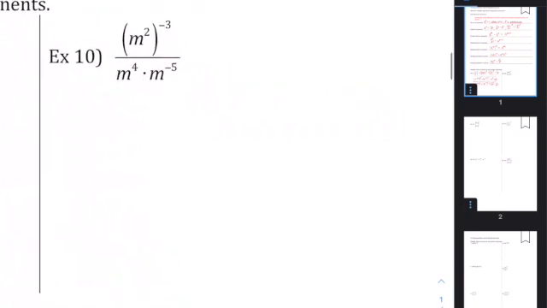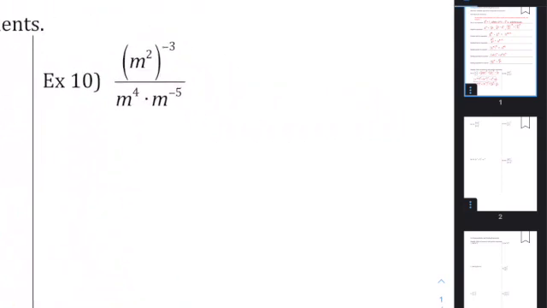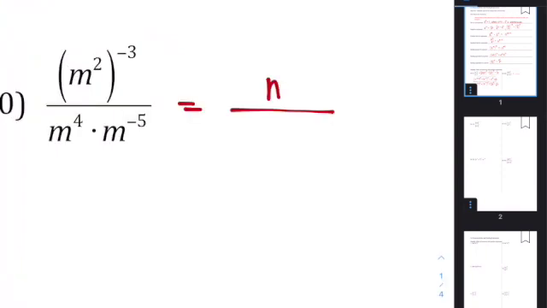Let's move on to example number 10. Example number 10, m to the negative 6 power, or you can flip it, but I think flipping a fraction top and bottom gets a little bit hard. So I distribute those two.